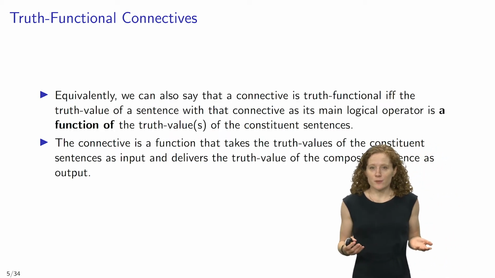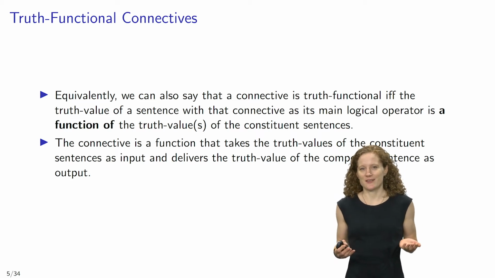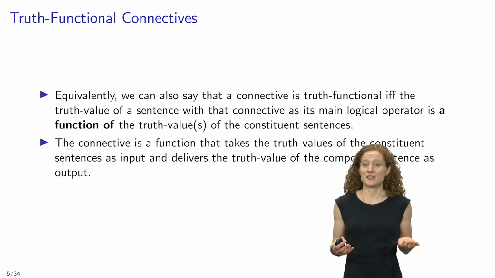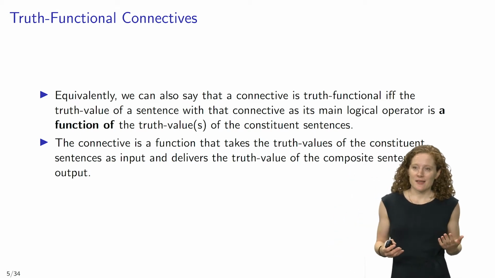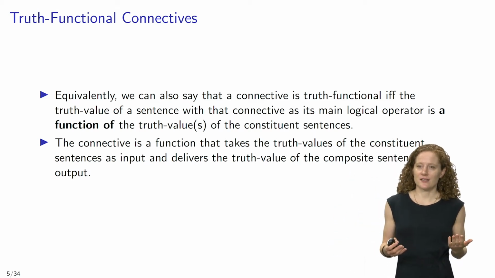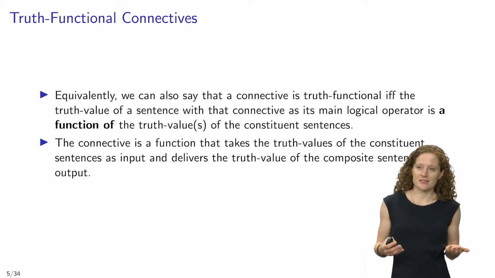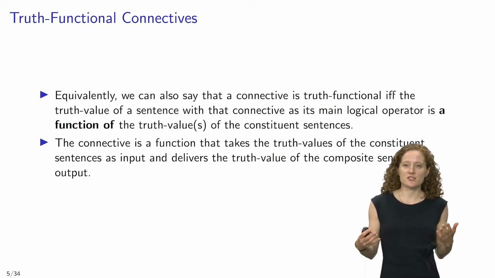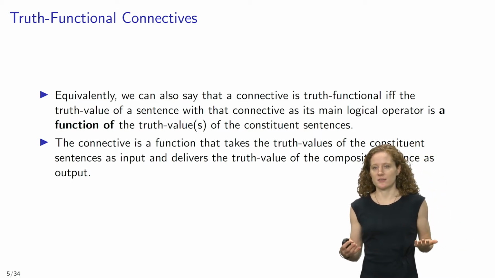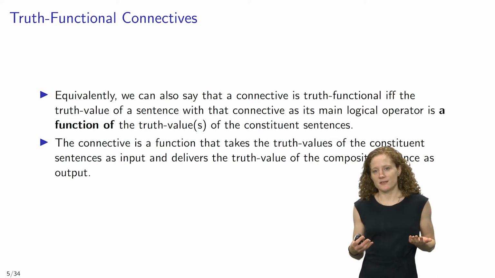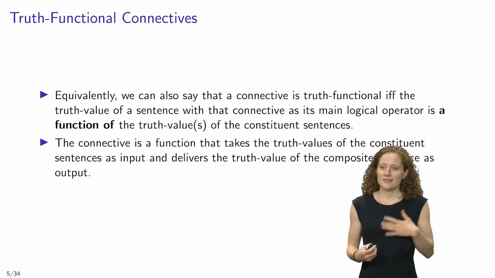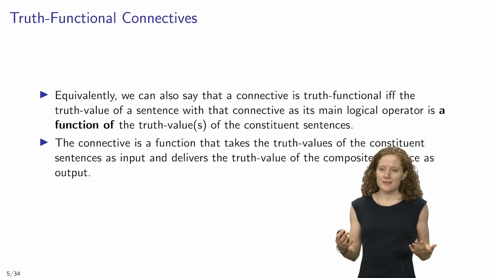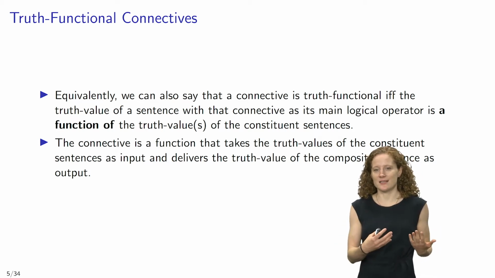Now, an equivalent way of describing truth-functional connectives makes use of the notion of a function. We can say that a connective is truth-functional if and only if the truth value of a sentence with that connective as its main logical operator is a function of the truth values of the constituent sentences. So you can think of a truth-functional connective as a function that takes the truth values of the constituent sentences as input and delivers the truth value of the composite sentence as output.